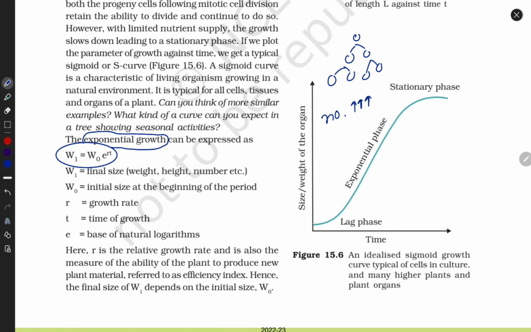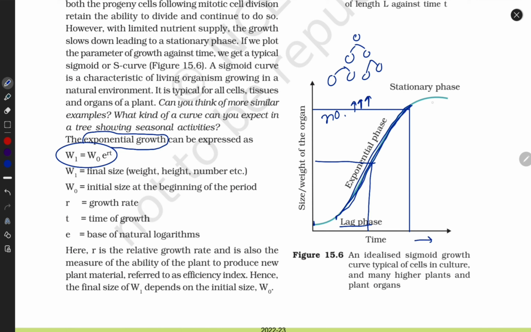Okay. Here to here, this phase we can call the lag phase. This is the preparatory phase. This is the growth rate phase. How do they grow? Look at this. They increase exponentially. At a particular time, this is the growth. At this particular time, highest growth.